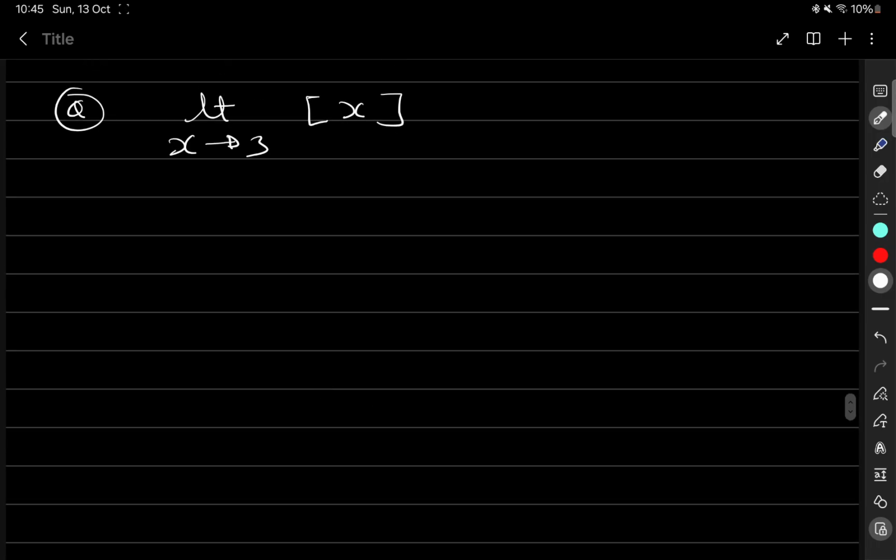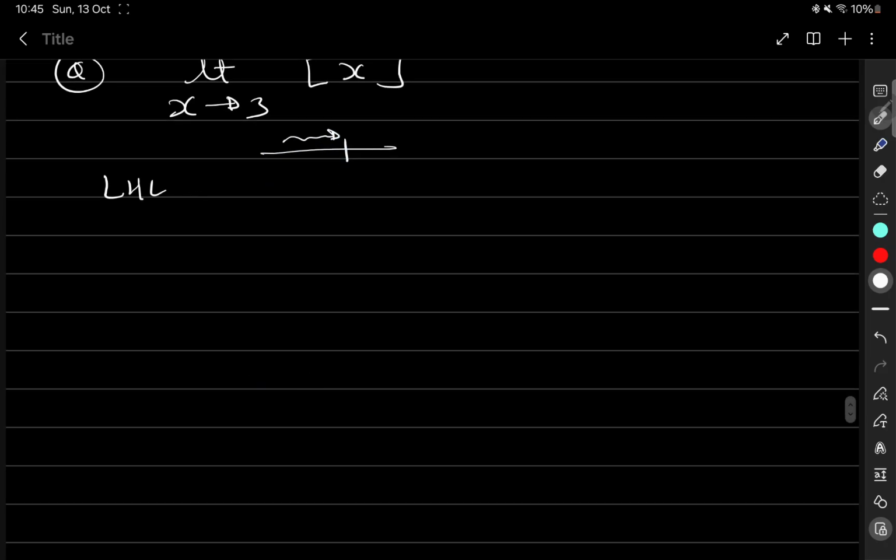Got it? Now, find LHL. First of all, LHL means we are moving from the left hand side. So LHL is x and function of x. Okay sir, no problem.